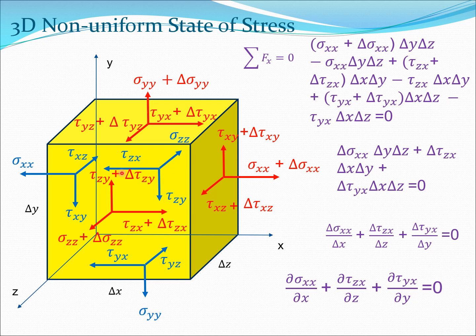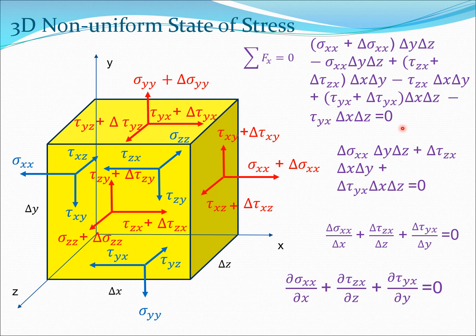Now the third force is tau yx plus delta tau yx, and this force is in this direction here, and this has to be multiplied by delta x, this length, into delta z. So that's the cross section here, and on the negative side I get minus tau yx into delta x delta z. So this is the equation which tells me that sigma Fx equal to 0.